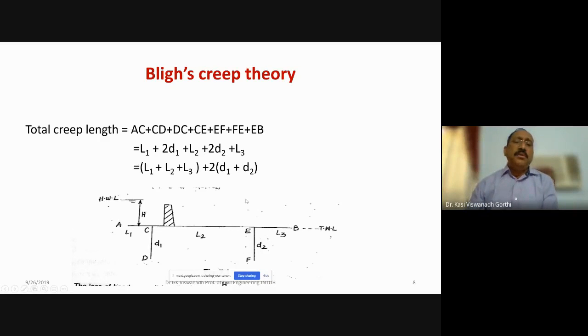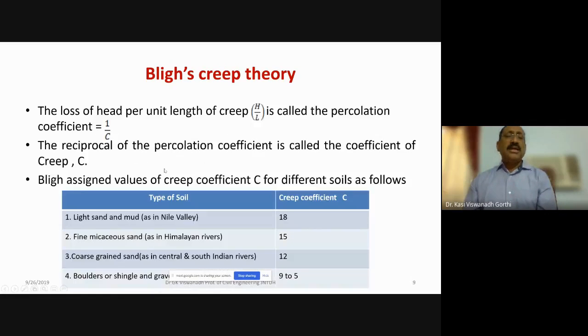So accordingly, you have L1 plus D1 plus D1 plus L2 plus D2 plus D2 plus L3, or L1 plus L2 plus L3 horizontal creep plus 2 into (D1 plus D2) is the vertical creep length. So the total creep length will be the sum of the horizontal creep plus the sum of the vertical creep. So this is how the total creep length is obtained.